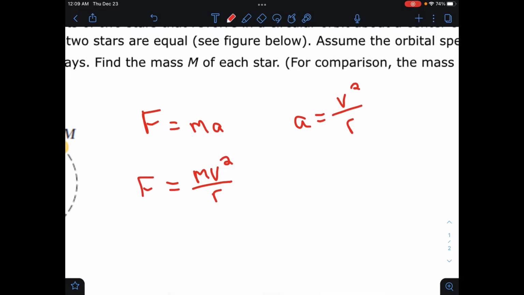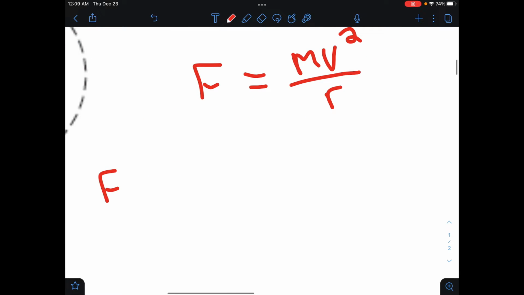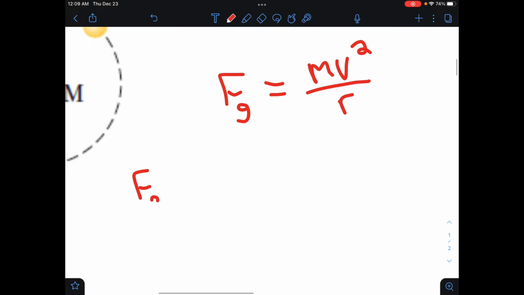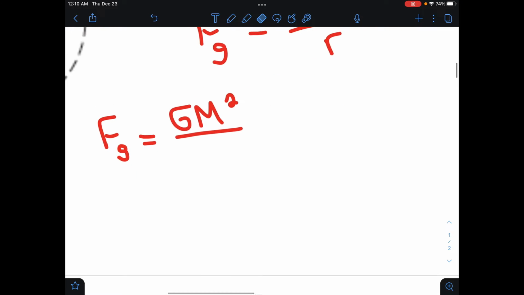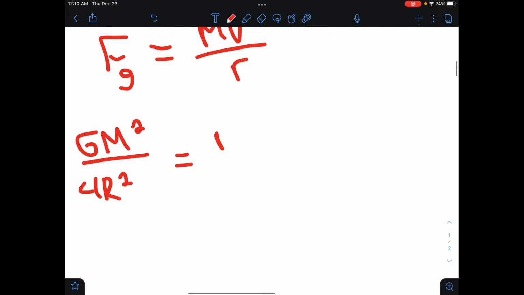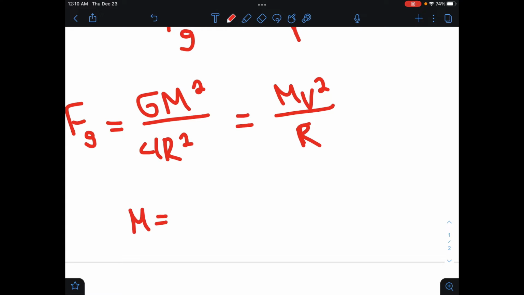Now we can also use Newton's law of gravitation here. It states F_G is equal to G m1 times G m2, but seeing as the masses are the same, it's G m squared, all over r squared. And now, since they're both F_G, we can set them equal to each other to get mv squared over r. And now these m's and these r's are the same, so we can actually solve for a variable here. Then we can solve for our m, being that m is equal to 4v squared times r over G.